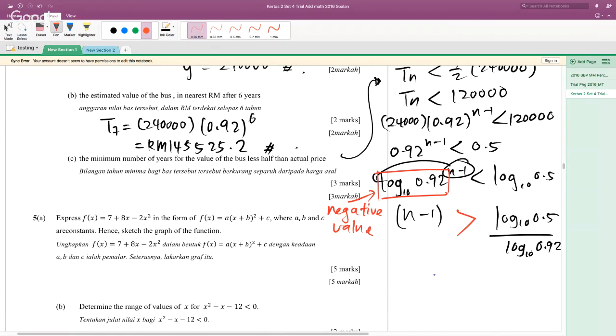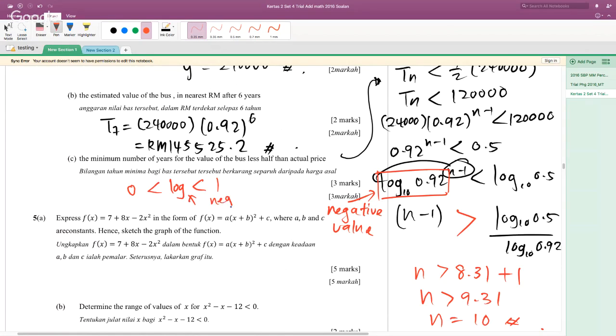Okay, so I will have n-1 bigger than 8.31. The negative 1 moved to the other side is plus 1. n is bigger than 9.31. So the minimum number for n will be 10. All right, this is how we do this kind of question. So you must be very, very careful with log 0 point something, because if the log value is between 0 and 1, the value is negative.